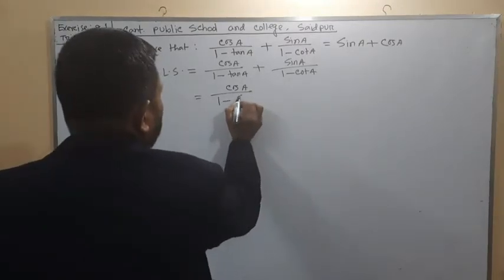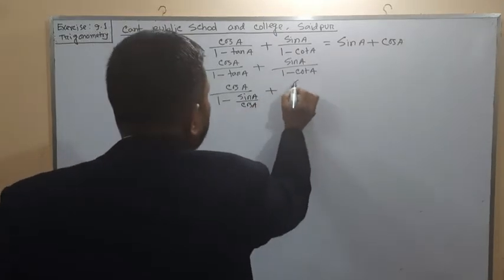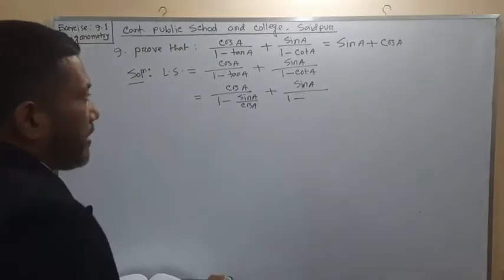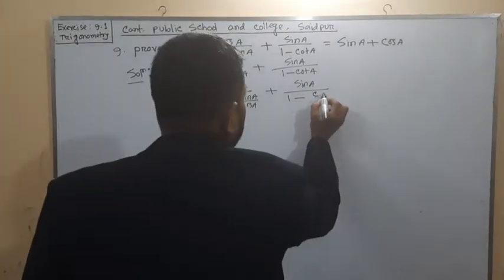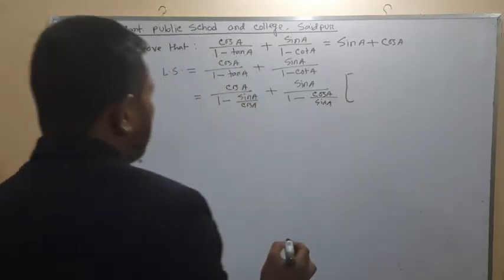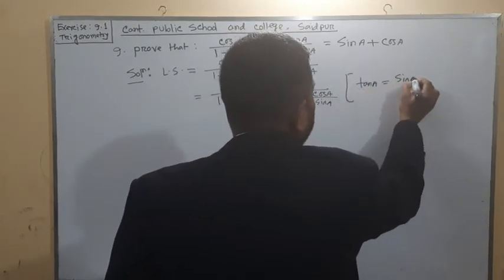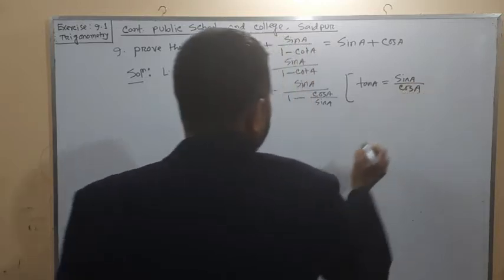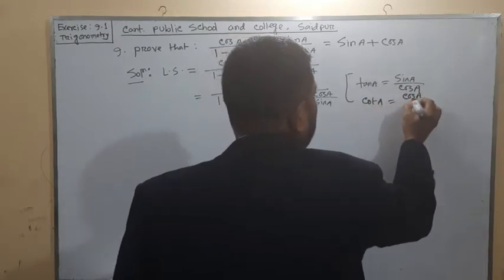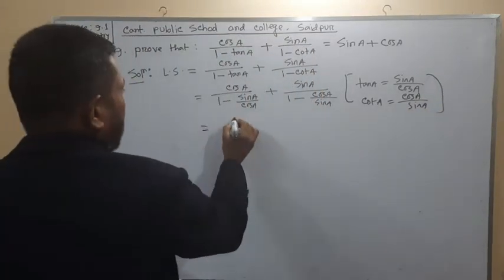Cos A divided by 1 minus sin A by cos A, plus sin A divided by 1 minus, similarly I'll write cot A, this is equal to cos A by sin A. We can write as a side note: tan A is equal to sin A by cos A, or cot A is equal to cos A by sin A.